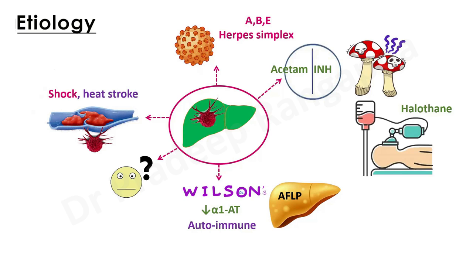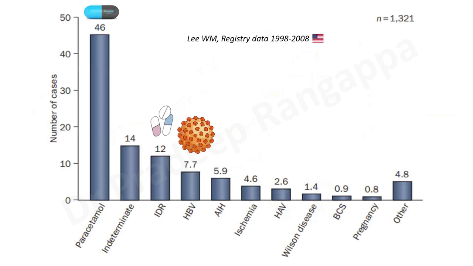A significant chunk is also caused by undetermined causes, where we will not be able to establish the etiological cause. This is just a pictorial representation of causes. The easiest way to remember is drug-induced, viruses, metabolic, and vascular. I think that would be the easiest way to approach the causes of liver failure.